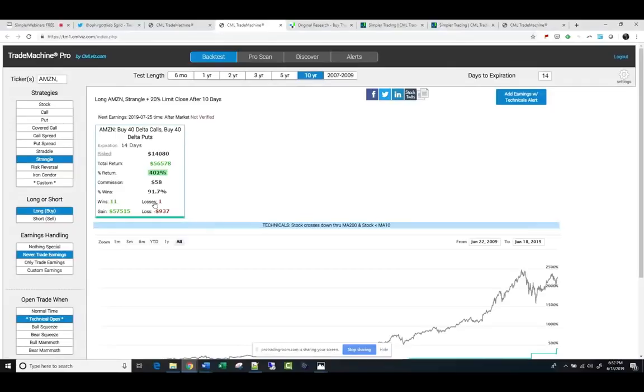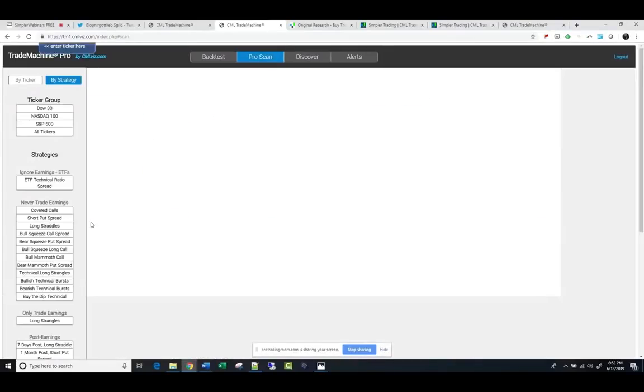Now, this trade only happens about once a year, right? So 12 trades in 10 years. But this is my favorite trade, this scan. I'll just show it to you. Technical long strangles. This is my favorite trade. I don't get a lot of them. There's probably 30 companies I like, and they each happen once or twice a year. So it's like 60 trades a year, which is not that often, right? But I love those trades.